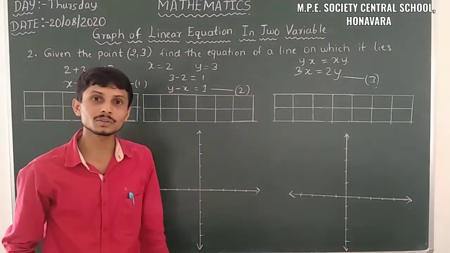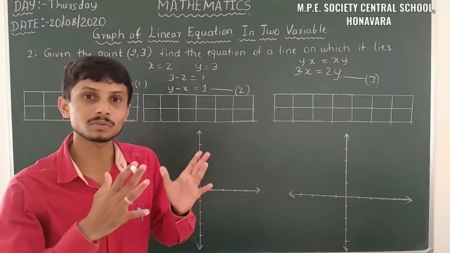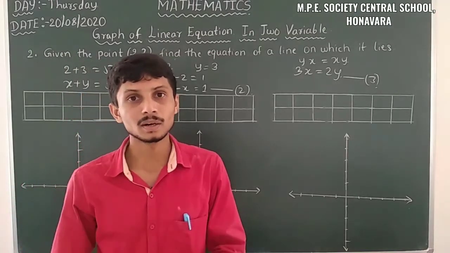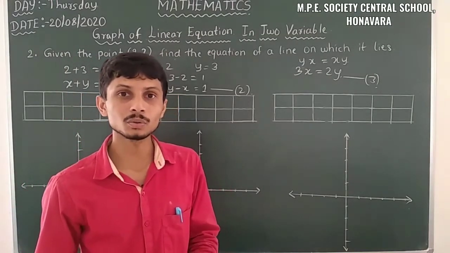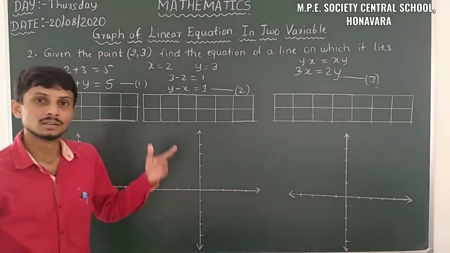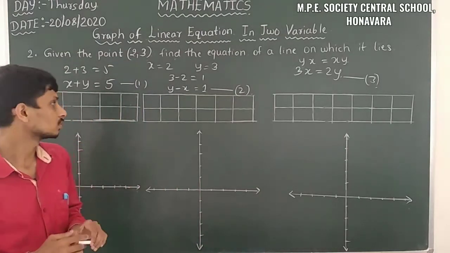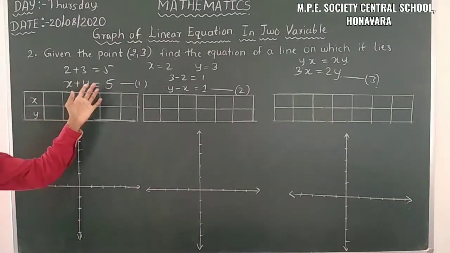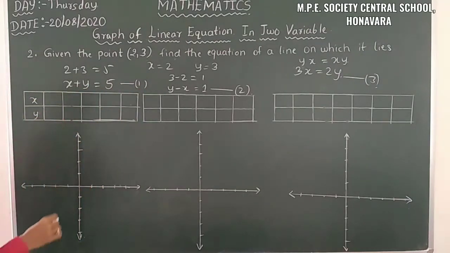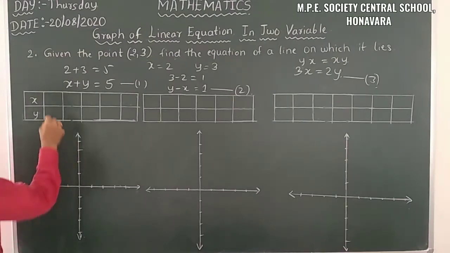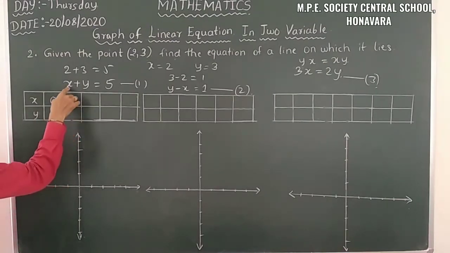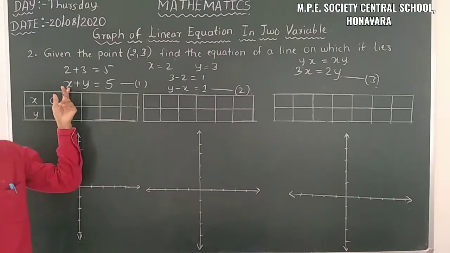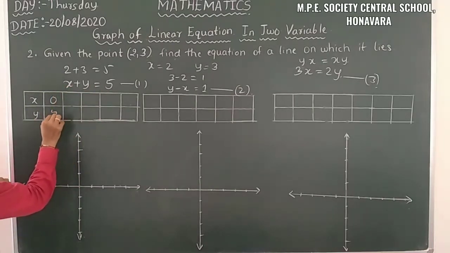Okay, after that what do you have to do? We have to do the same thing. We have to take the corresponding values of x and y, and then draw on the Cartesian plane. So firstly I will take x, y. Firstly we have to take equation 1 here. We have to insert the value of x is equal to 0. So the x value is 0, then y is equal to 5.